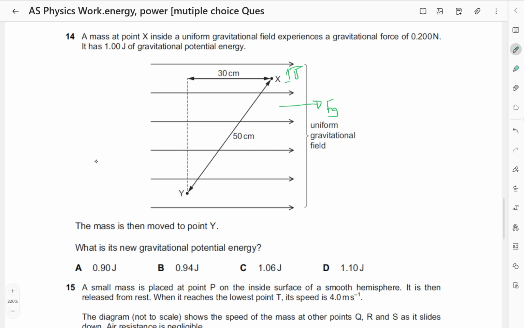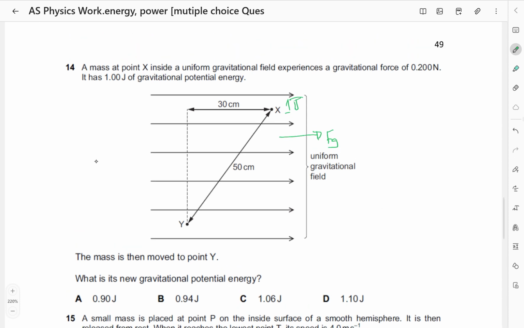So when it is moved to point Y, the work done here is going to simply be equal to the gain or the change in potential energy, which is going to be the mass times g times h, but h is going to be the distance in the direction of the field, because for work to be done, the force must be in the same direction as the field. So this is going to be mg is 0.2 newtons, and then h is going to be 30, which is 0.3, and this gives us 0.6 joules. So that's the work done to move from X to Y.